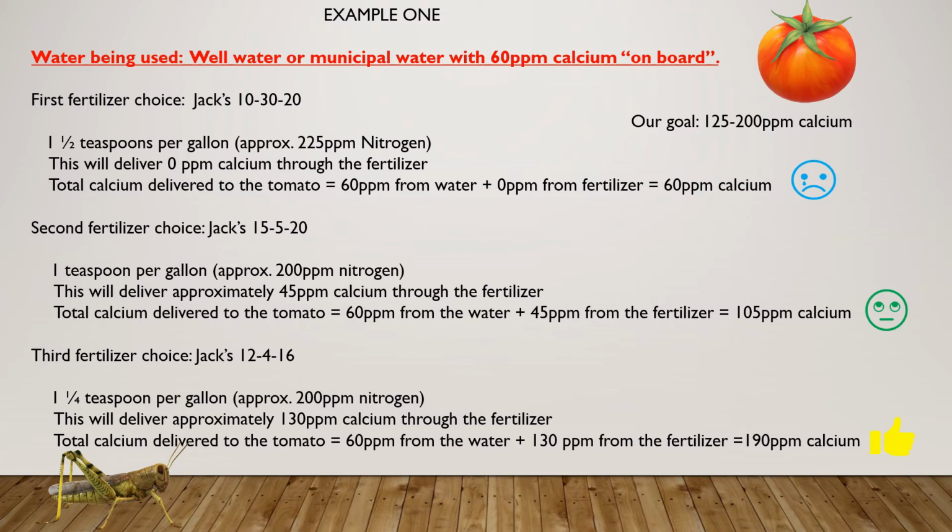And one of the reasons we're looking at calcium in relation to tomato plants is that a deficiency in calcium can cause that dreaded blossom end rot. So delivering a sufficient level of calcium to tomato plants is crucial for our ability to bring in a successful crop. So that was example 1, using a well water or municipal water with 60 parts of calcium.